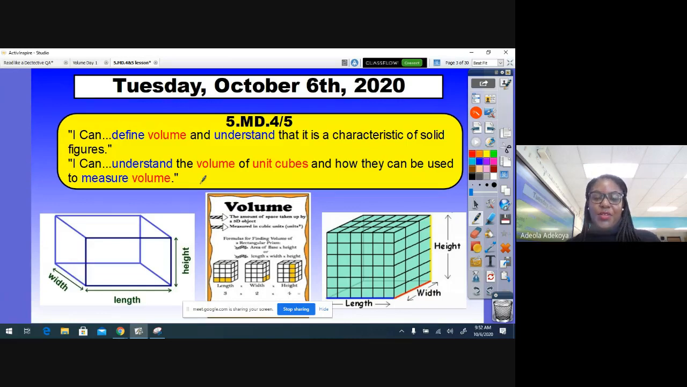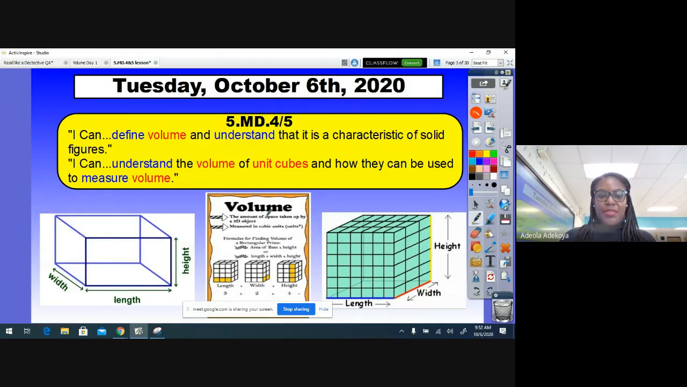So what is volume? Volume is the amount of space that's taken up by a 3D object. 2D is like a flat object, like a square, a triangle, a rectangle, a circle. Those are two-dimensional. 3D shapes are basically like cubes, cylinders. Those are 3D shapes, three-dimensional.